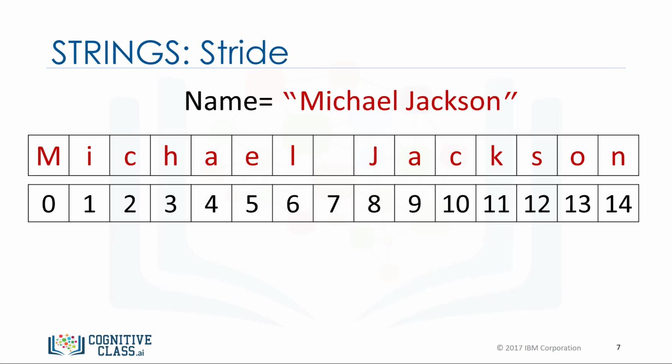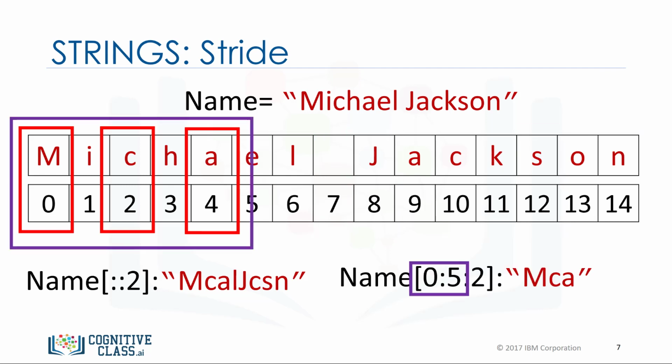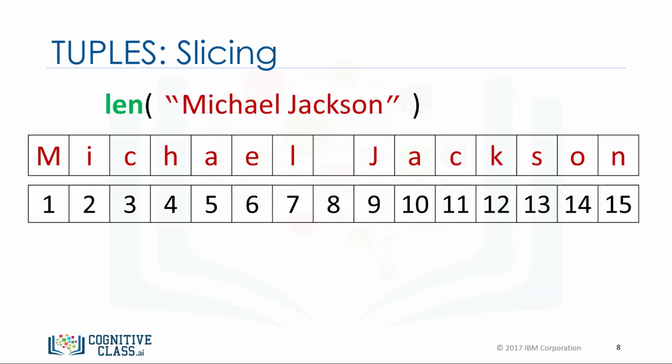We can also input a stride value as follows. The 2 indicates we'd select every second variable. We can also incorporate slicing. In this case, we return every second value up to index 4. We can use the len command to obtain the length of the string. As there are 15 elements, the result is 15.